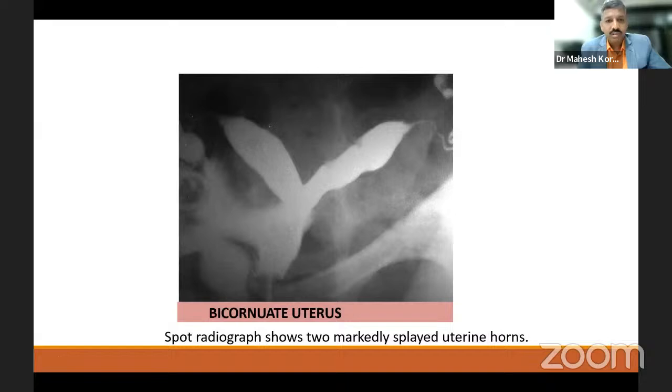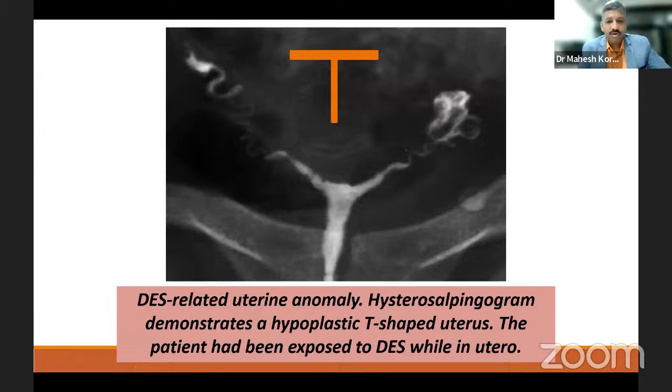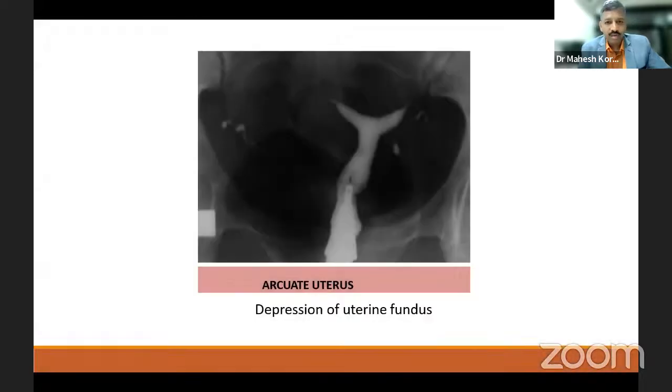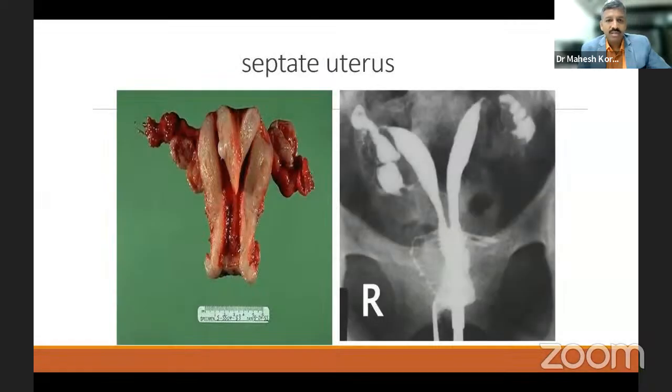In a bicornuate uterus, the angle between the 2 uterine horns, if you see, is more than 110 degrees. You can see the completely splayed horns. And this is another image of a diethylstilbestrol-related abnormality, which was prominent earlier, and now you don't see it so prominently. And this is the arcuate uterus, which is commonly seen. This is a nice septate uterus. The angle is less than 75 degrees.